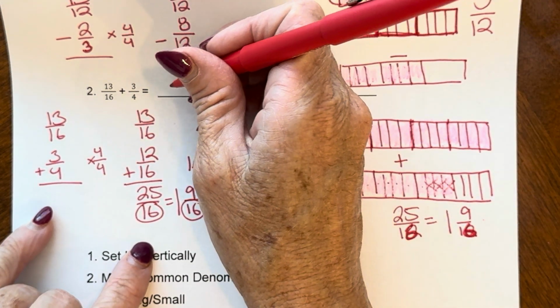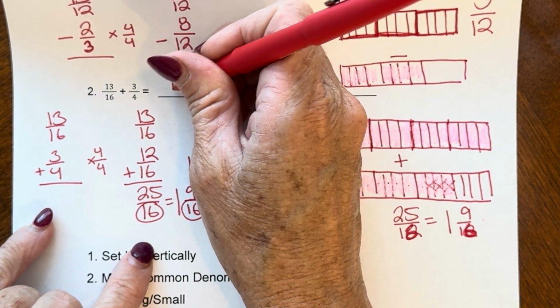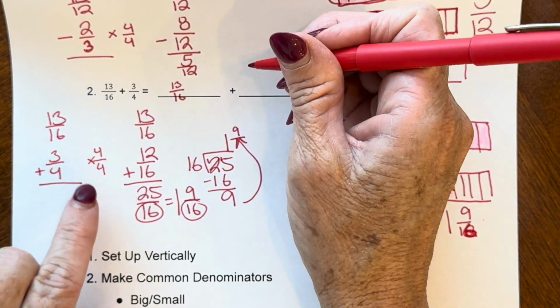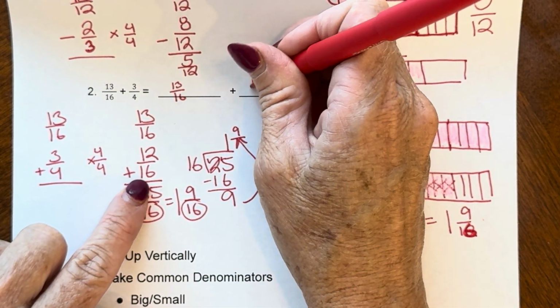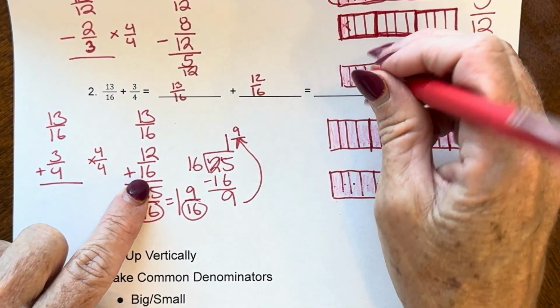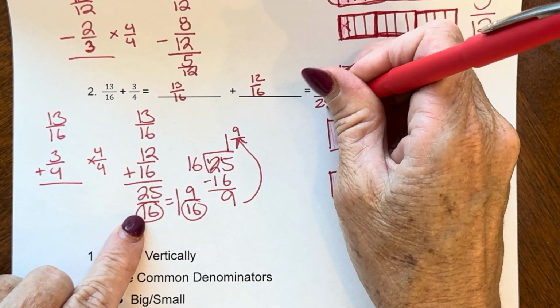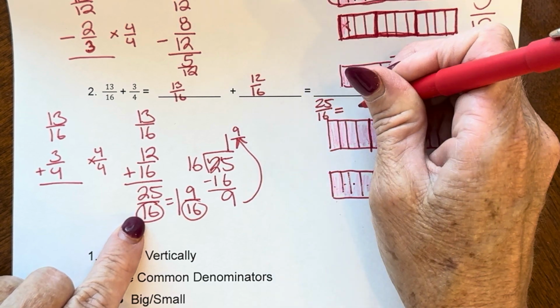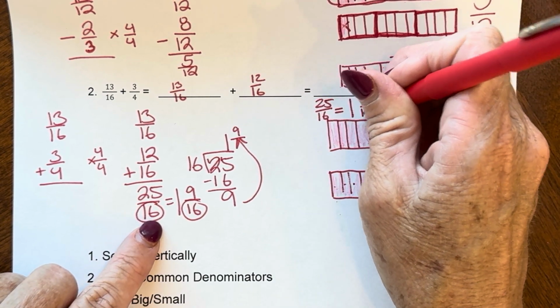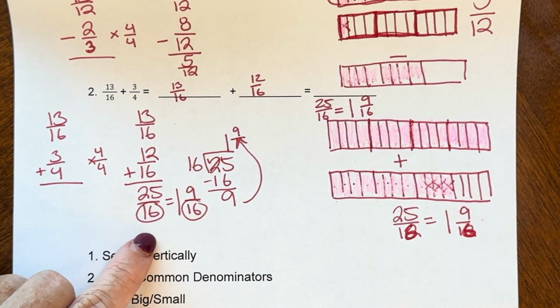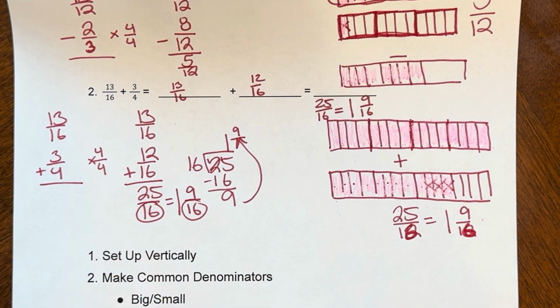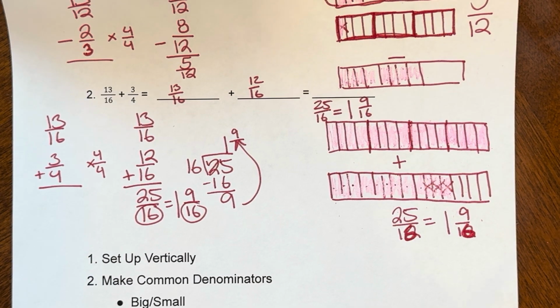So up here I can say 13/16 plus 3/4 turned into 12/16, and I'm going to write my answer here because it got squished. Is this equal to 25/16 or 1 and 9/16? Those are equal. Okay, so again, ladies and gentlemen, the pictures are great, they're just not very time effective. Okay, so we're going to try our steps.